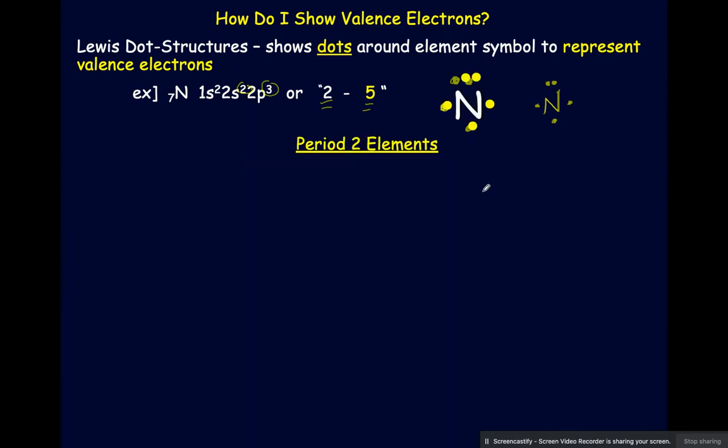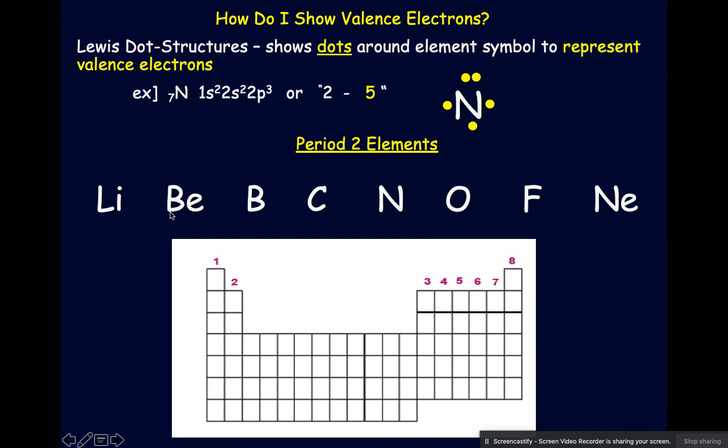All right, so some period 2 elements. We're in period 2, energy level 2. Lithium, if I go back and take a look at this, lithium is a 2-1, so it's got 1 valence electron, or 1s2, 2s1.